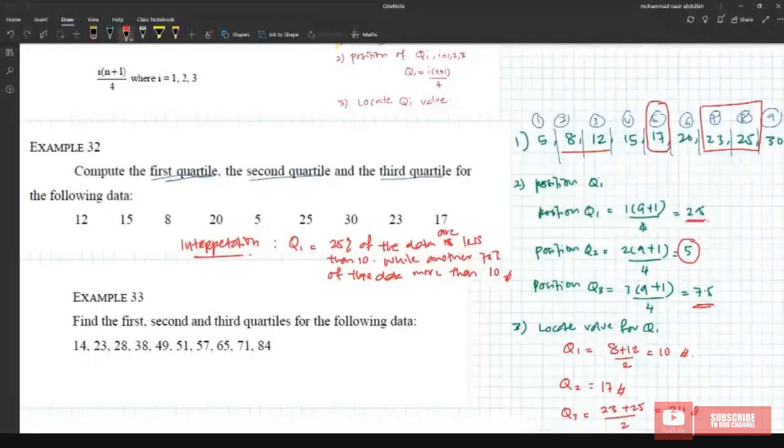For quartile number 2, 50% of the data is less than 17, while another 50% is more than 17. For quartile number 3, 75% of the data is less than 24, while another 25% of the data is more than 24. So this is how you calculate quartile 1, quartile 2, quartile 3 for ungrouped data.